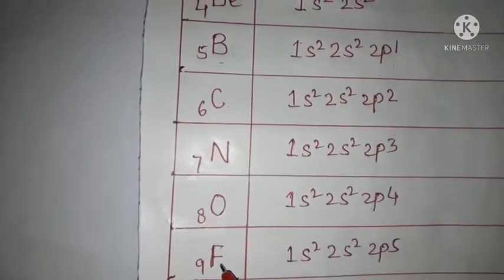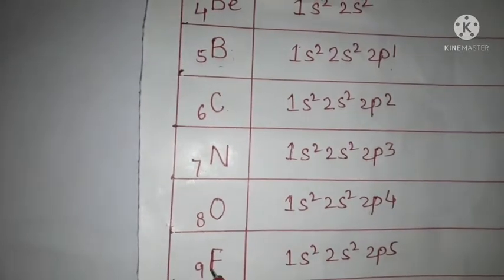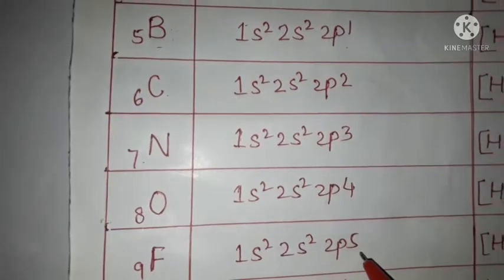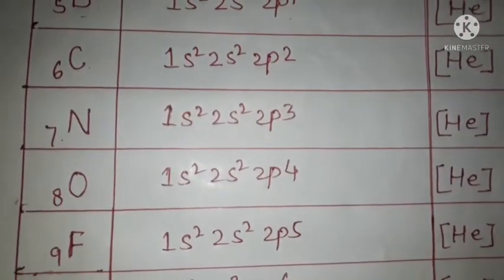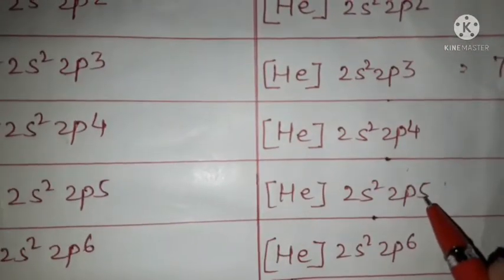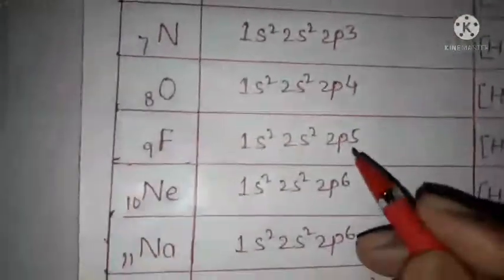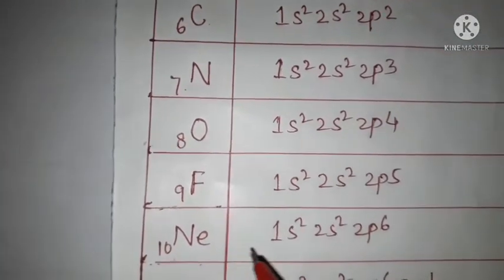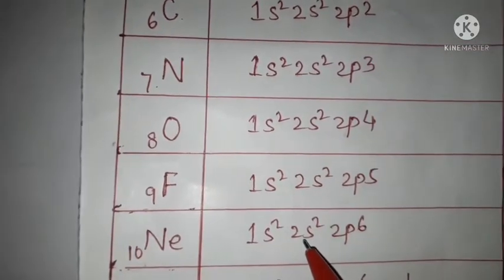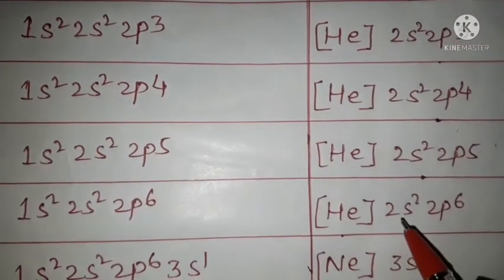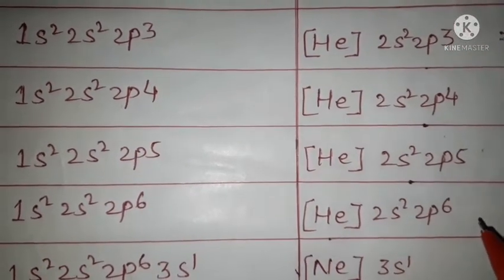Now fluorine, Z of fluorine is 9, so we write 1s2, 2s2, 2p5, and we write in short form He 2s2, 2p5. It is a short form. Next, neon. Z of neon is 10, so we write 1s2, 2s2, 2p6, in short form He 2s2, 2p6, that is equal to 10 electrons.